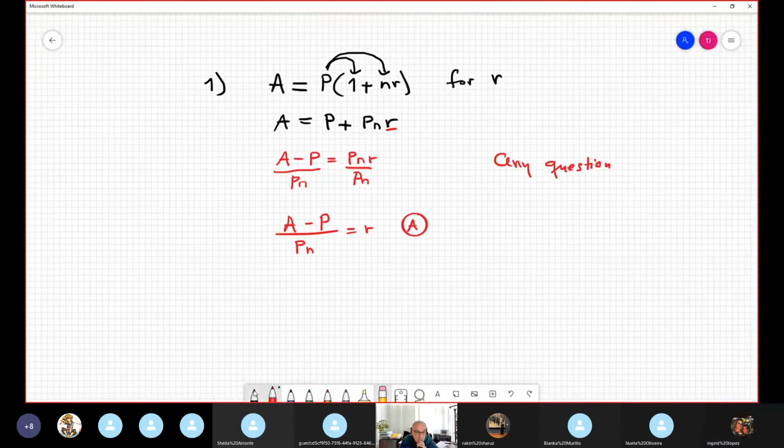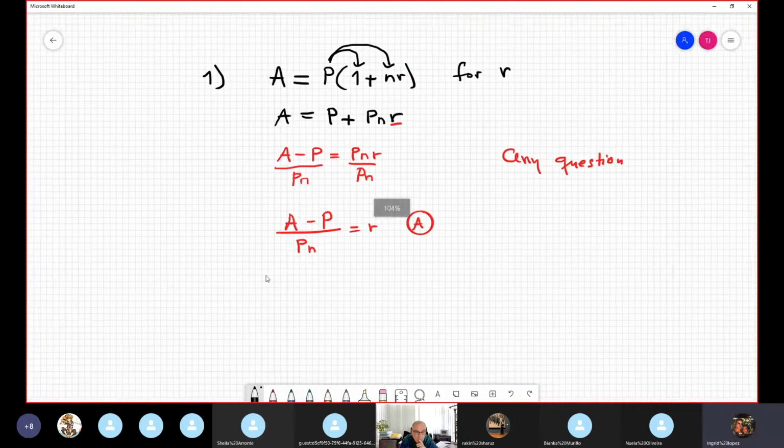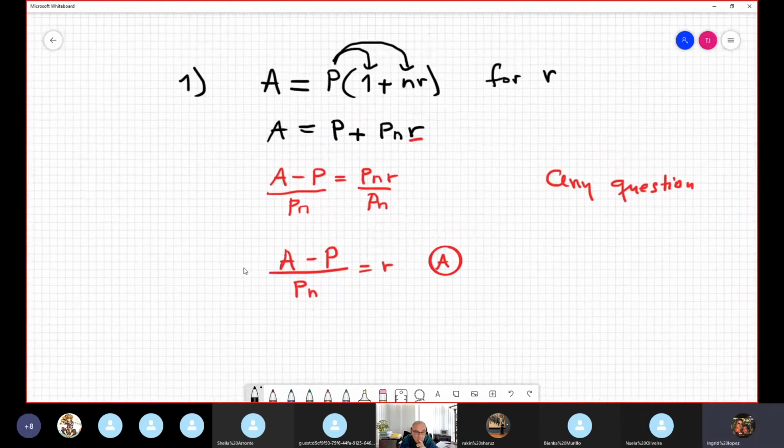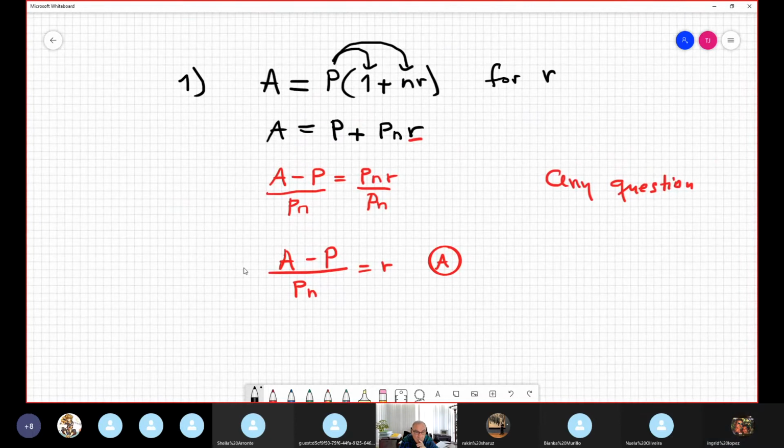Wait. So on this day, what is the name of the formula? Bueno, the name is not important. Pero bueno, the name is from finance. It's a future value. But no, it's not important. The name is not important. What is important is how you manipulate the equation in order to isolate R, the variable that they want to isolate.